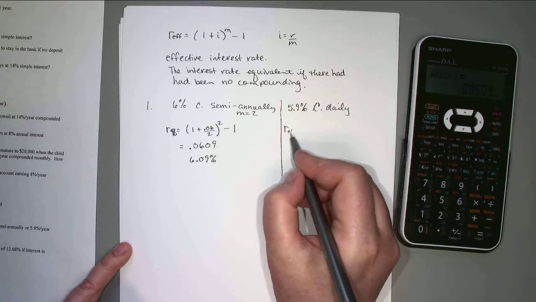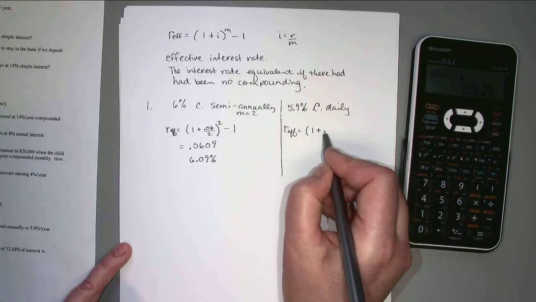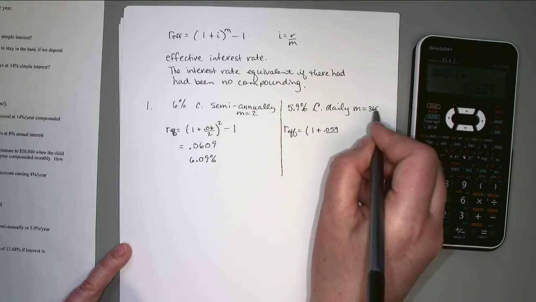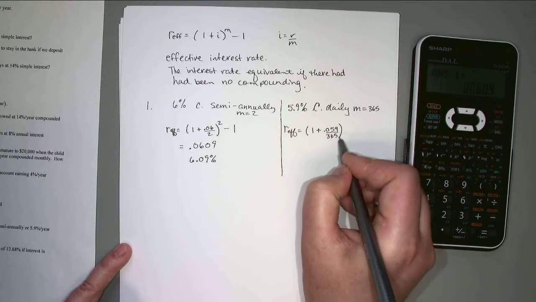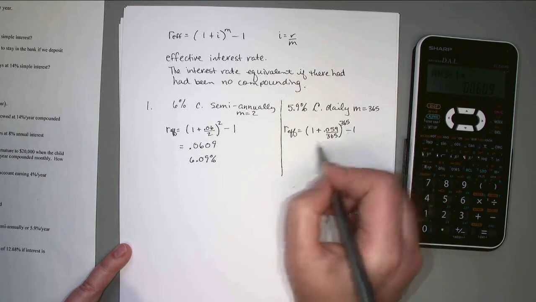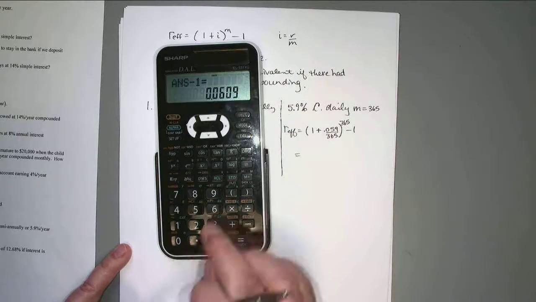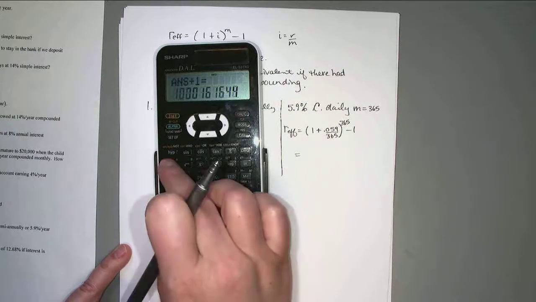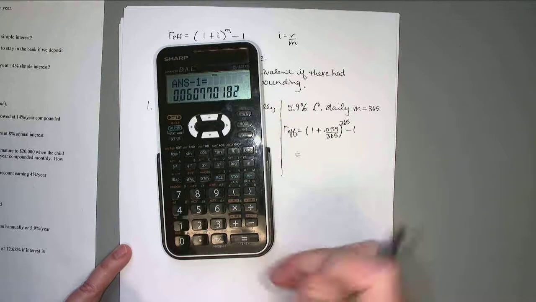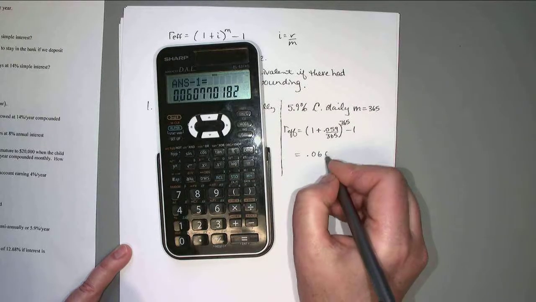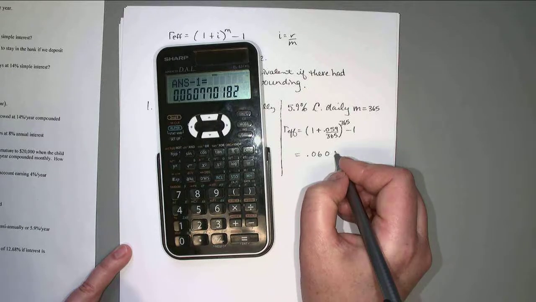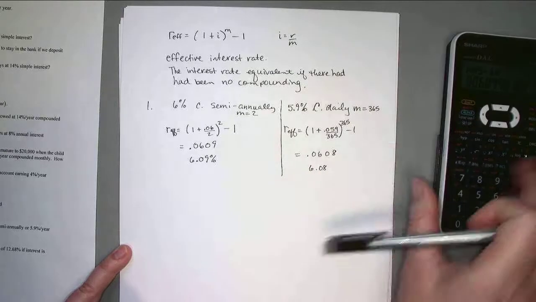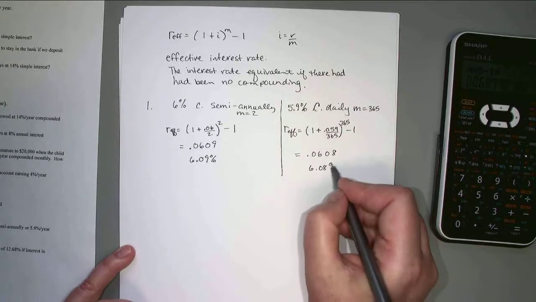And here, did the same thing. Now this is compounded daily, so that would be 365. 0.0607, so we'll put 78. So 6.08. Okay, so I was wrong. It's not higher. It's a little bit lower.